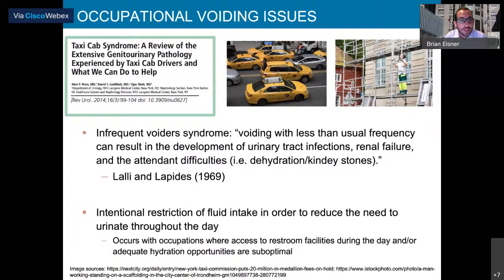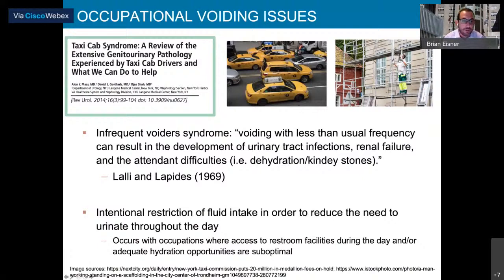Another very interesting work by Dr. Goldfarb and also many of our good friends, Ojas Shah, now at Columbia, is the concept of occupational hazard based on patients who may not be able to urinate frequently. They review in their article a theory by Lally and Lapidis that was first propagated in 1969, called the infrequent voider syndrome. These are people that void with less than usual frequency, and this can result in the development of infections, renal failure, and I think what's implicit is perhaps dehydration and stones.